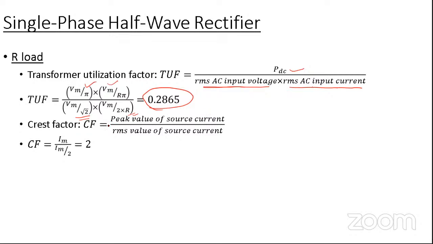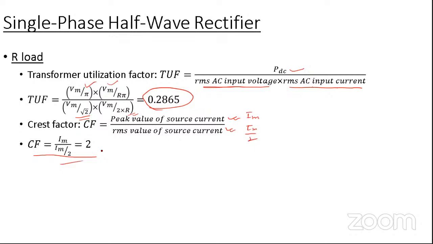Another factor we also want you to know is the crest factor. What is the definition of crest factor? Crest factor is very simple. All of you know this definition from the basic electrical engineering point of view. It is the peak value of the source current divided by the RMS value of the source current. Peak value of the source current is basically Im, and RMS value of the source current is basically Im by 2. So the ratio, the crest factor, is 2.